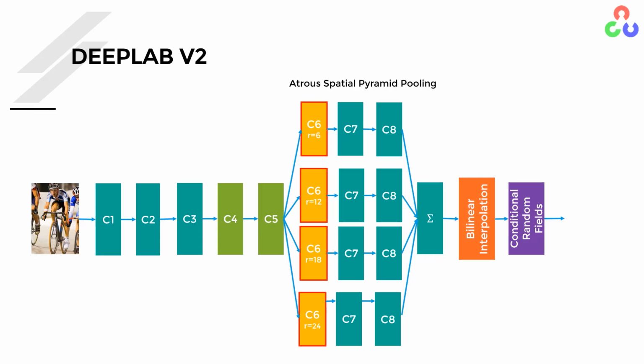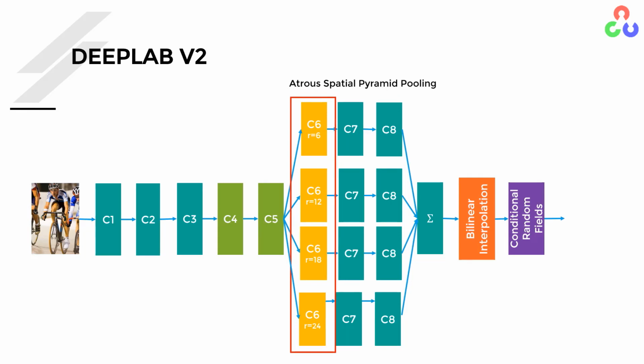In version 1, we had only one of those. It was r equals 12. Now, the other layers remain the same. These are both 1-by-1 convolutions. It increases the processing slightly, but they also get better results. Now, all these results are summed up and then fed to bilinear interpolation, and then you have the conditional random field again, and you get the output.